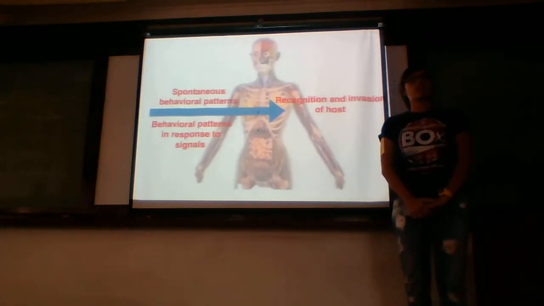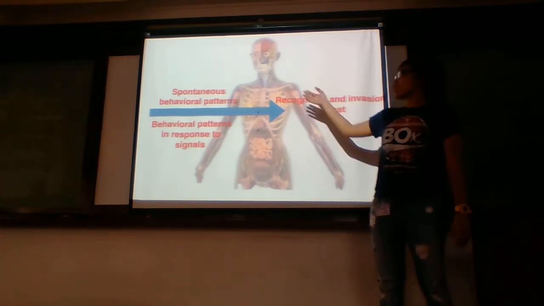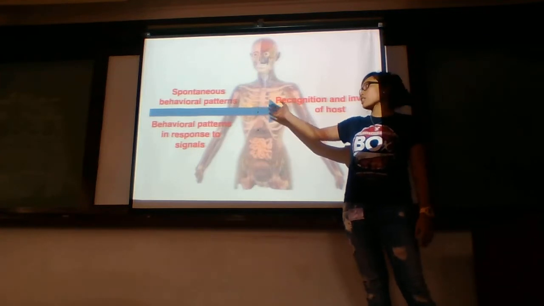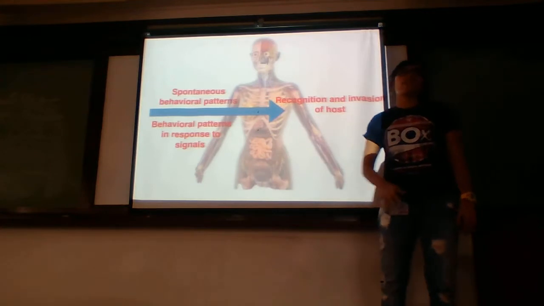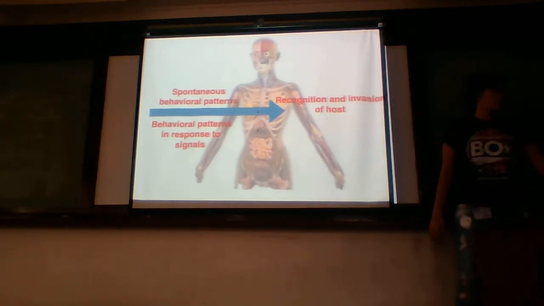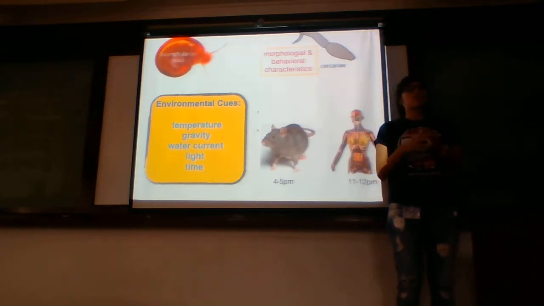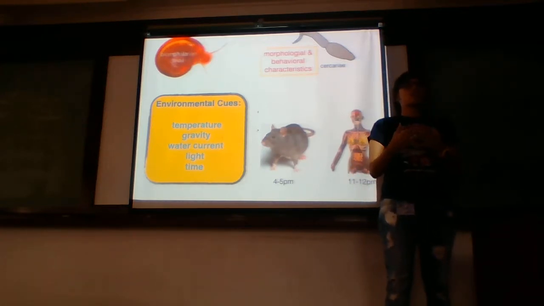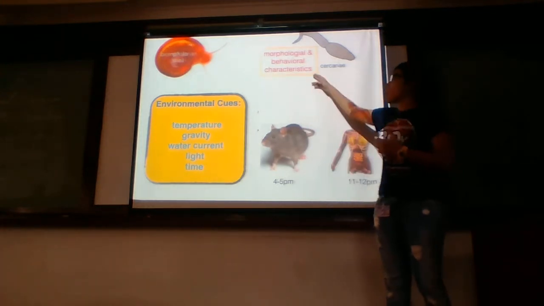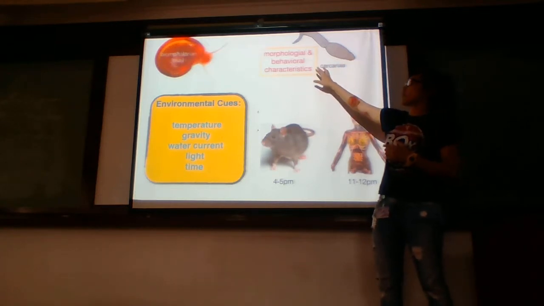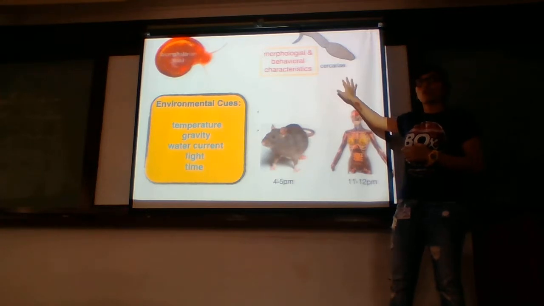Specificity and recognition of the host depends on factors which are the spontaneous behavioral patterns and behavioral patterns in response to signals elicited by the host itself. To give you a clear overview, the signals transmitted by the host, for example, the human host, cannot travel very far chemically nor physically. However, the morphological and behavioral characteristics of Cercariae still allow it to reach the host, its desired host.